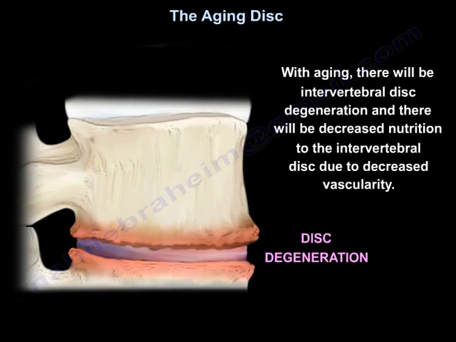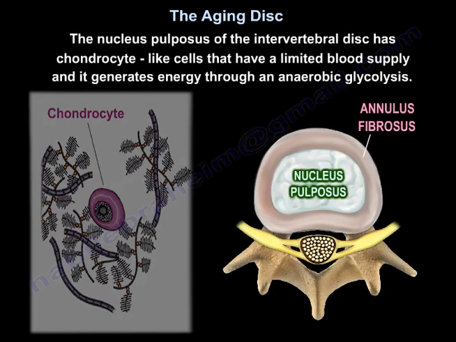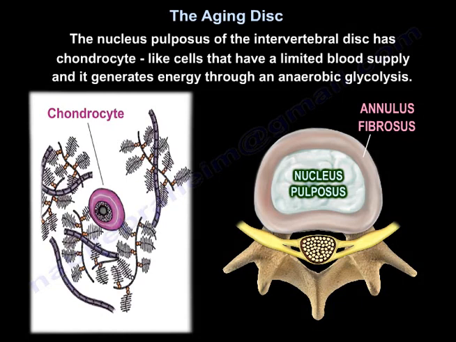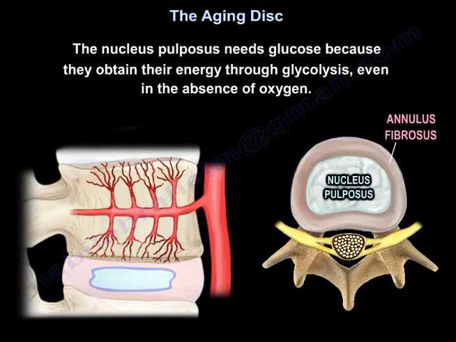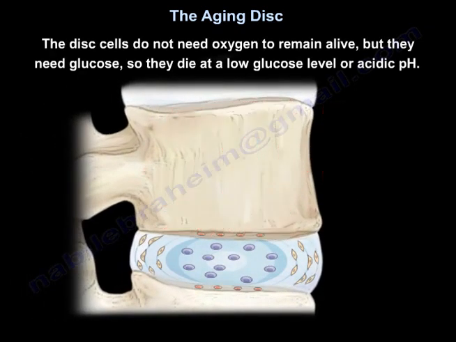due to decreased vascularity. The nucleus pulposus of the intervertebral disc has chondrocyte-like cells that have a limited blood supply, and it generates energy through anaerobic glycolysis. The nucleus pulposus needs glucose because they obtain their energy through glycolysis, even in the absence of oxygen. The disc cells do not need oxygen to remain alive, but they need glucose, so they die at a low glucose level or acidic pH.